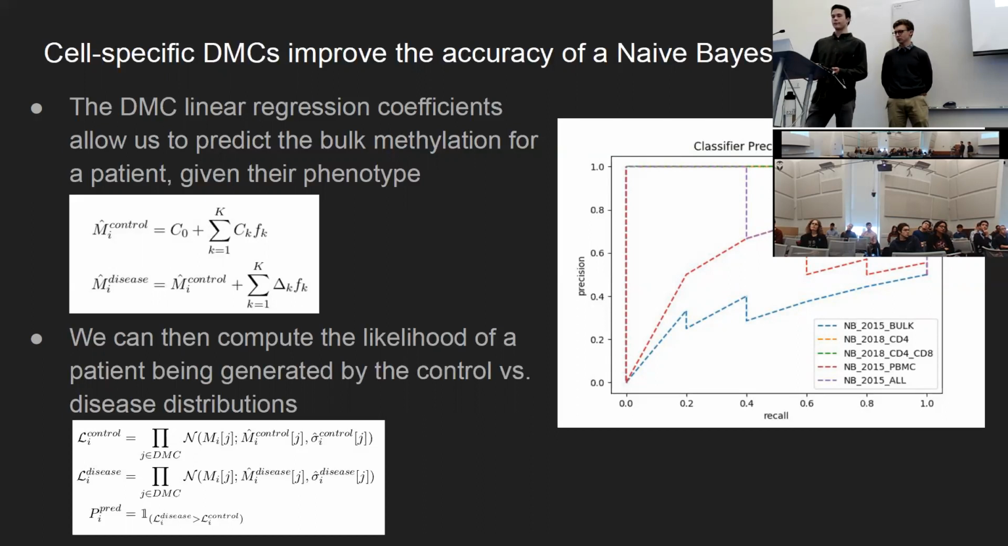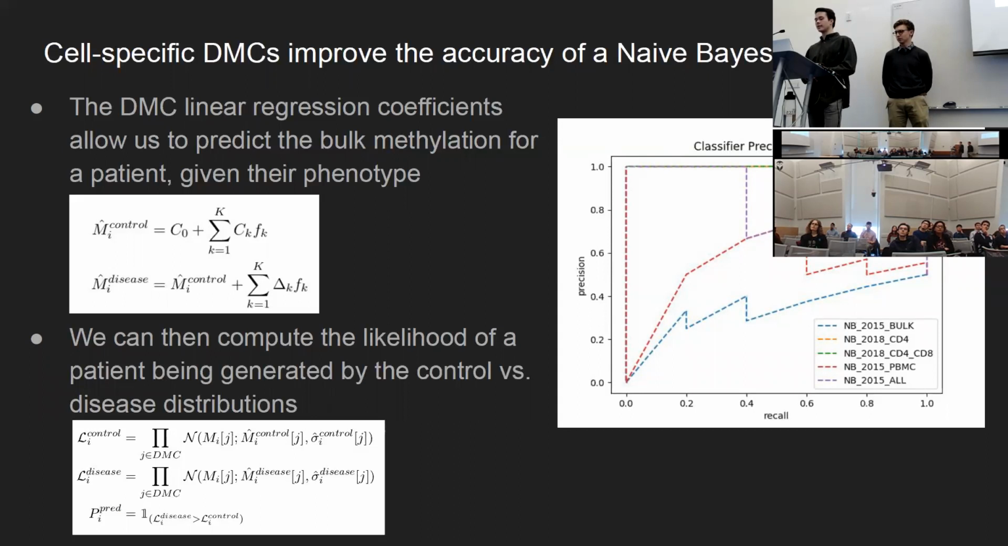So for the Martino 2015 data set, we show the performance of a naive-Bayes classifier trained on bulk data only. That's the blue curve on the bottom. You can see that at 100% recall, it has only 50% precision. So it's essentially a useless classifier. If we include the PBMC cell types, which is the red curve, then we boost performance slightly. And then if we include all 7 cell types that were inferred by deconvolution, we get the curve in purple, which has significantly better precision compared to the bulk classifier.